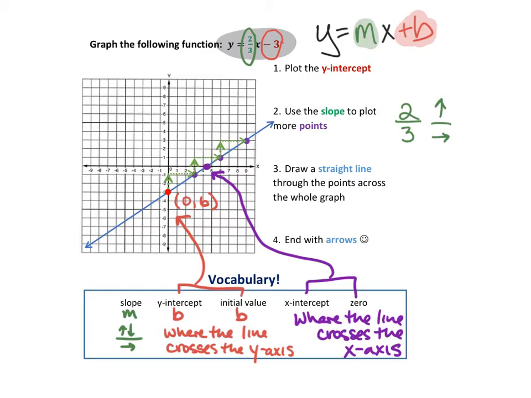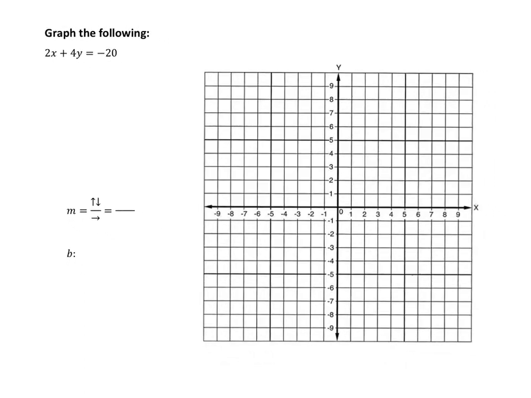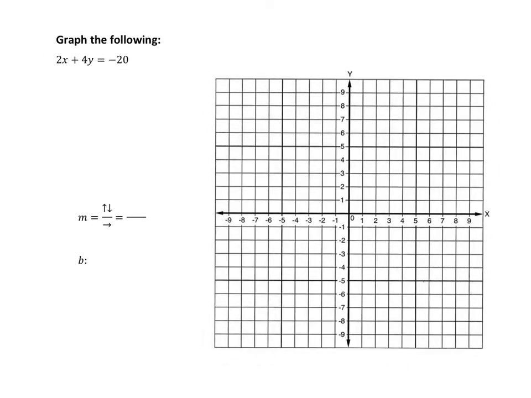So let's try one together. If we go to the inside of your notes, we just have one problem we're going to be graphing together. It says to graph the following: 2x + 4y = -20. Can I graph this equation exactly how it looks right now with the tools that you know how?